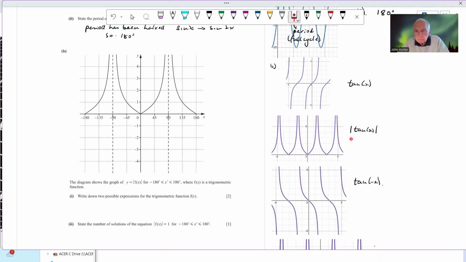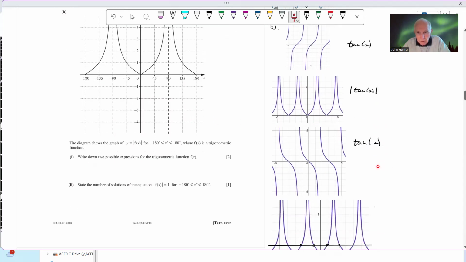Okay, and in which case all the negative bits here get flipped up, reflected effectively in the x-axis. So we end up with that. All right, so that's one possibility. The other one is, well, tan minus x.